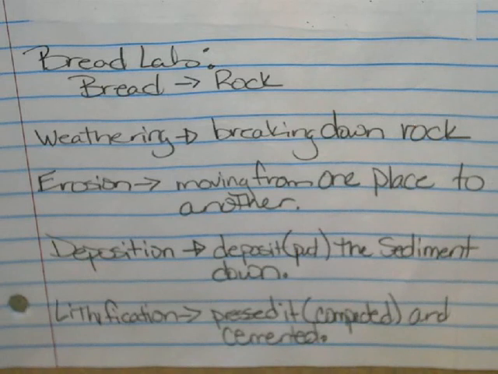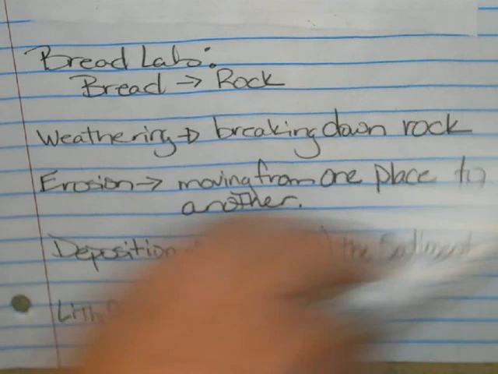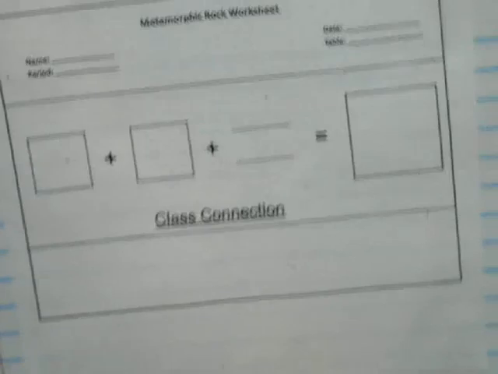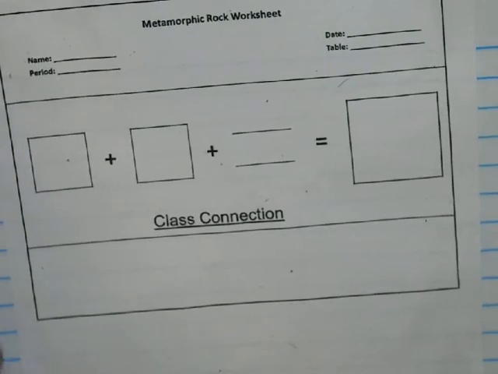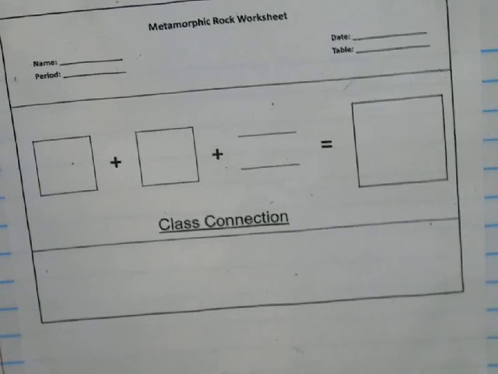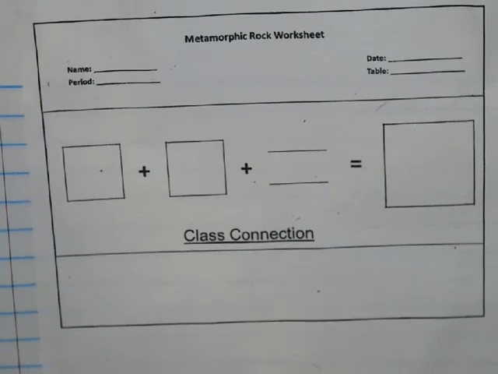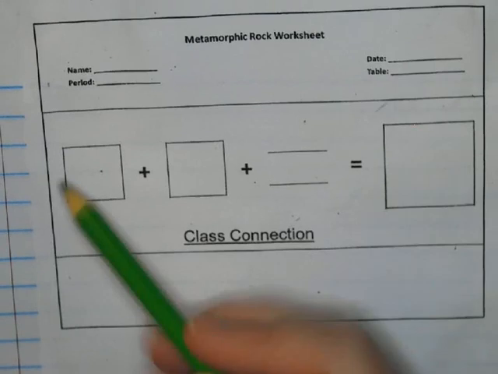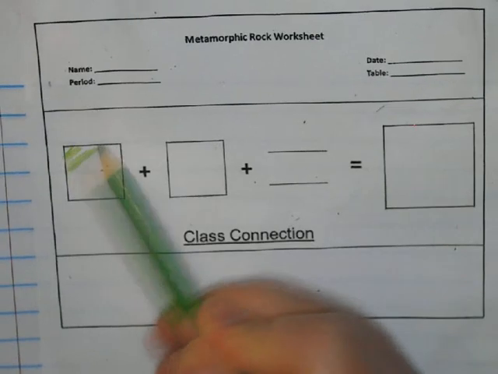Alrighty, let's turn our page. We're going to go back up to the top, and in it you have glued in your metamorphic rock worksheet. Now, we use Starburst for our metamorphic rock. You had 2 different colors, so you're just going to quickly shade those 2 different colors in.